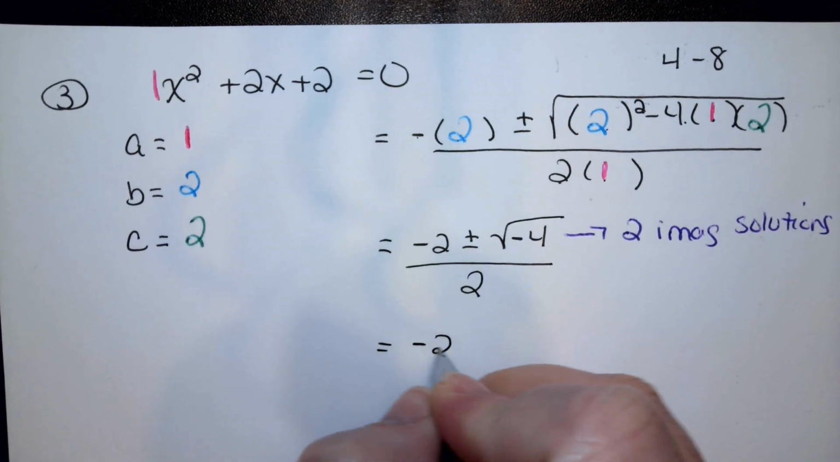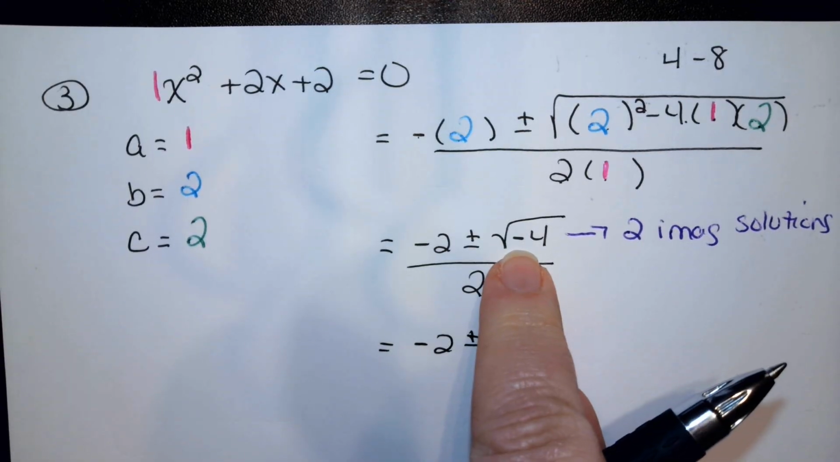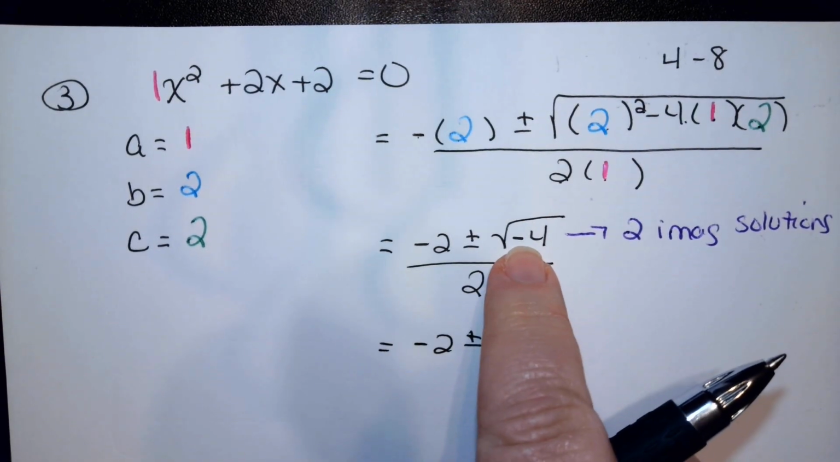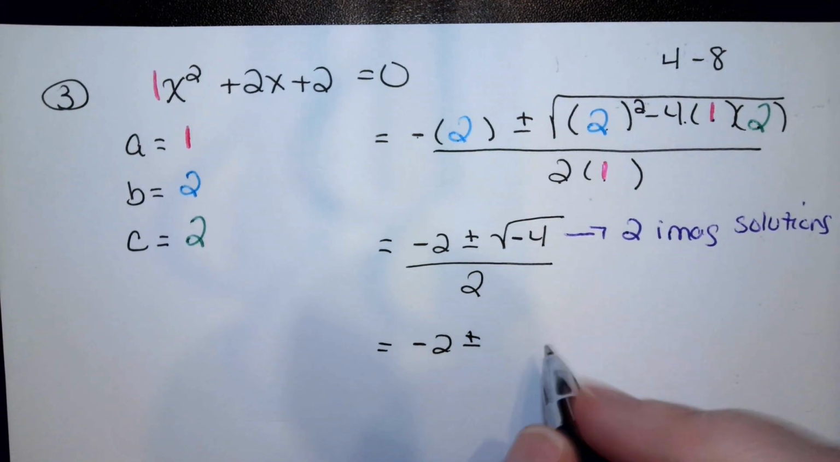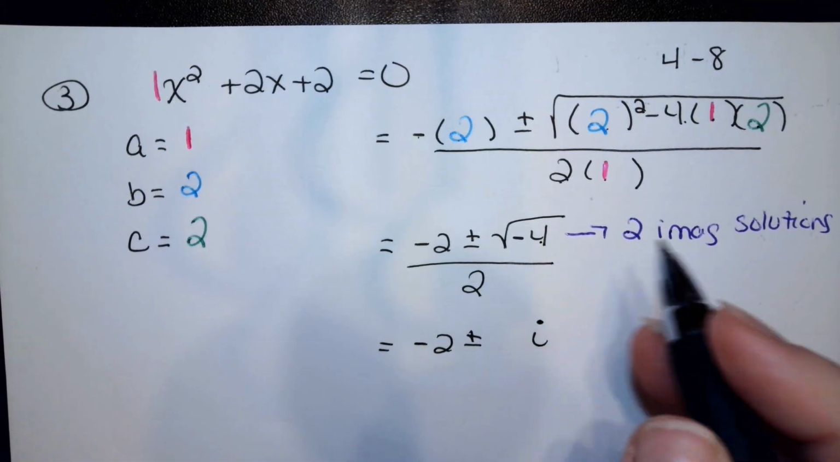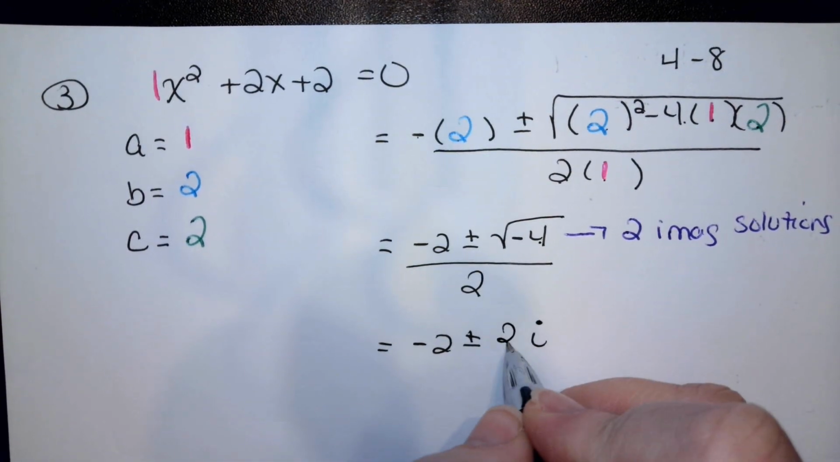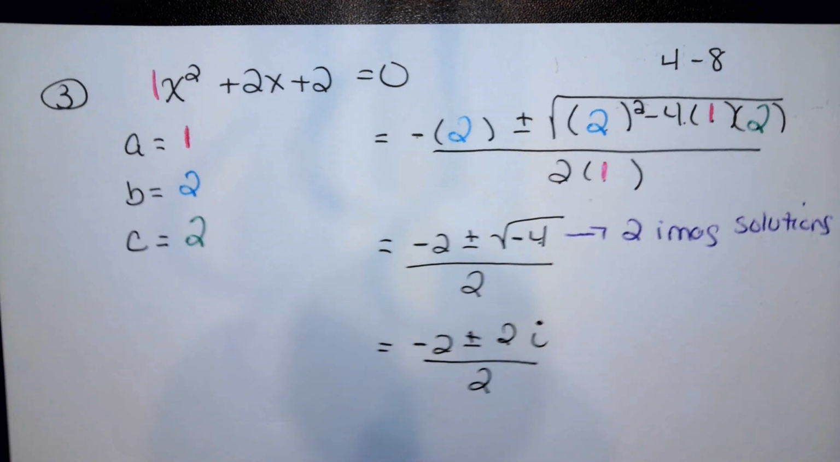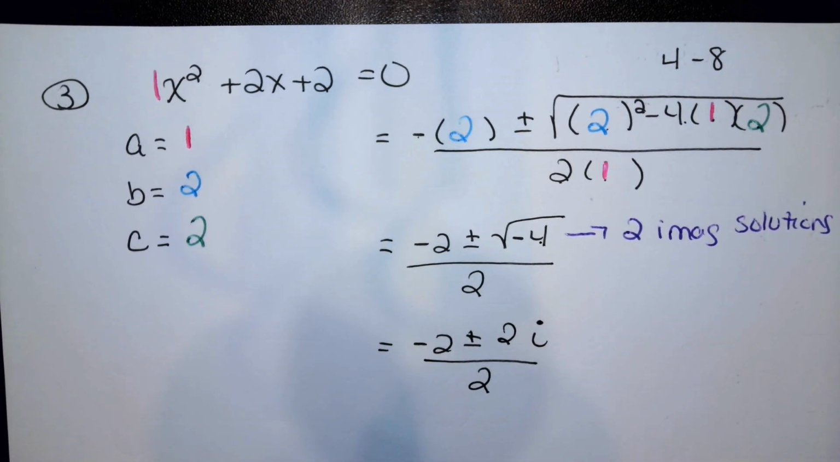So we got negative 2 plus or minus, all right? As we said earlier, whenever we have a negative, we know that's going to come out as an i. So we got an i right here. And then the square root of 4, that happens to be a perfect square, so the square root of 4 is 2 all over 2. So we get negative 2 plus or minus 2i over 2.